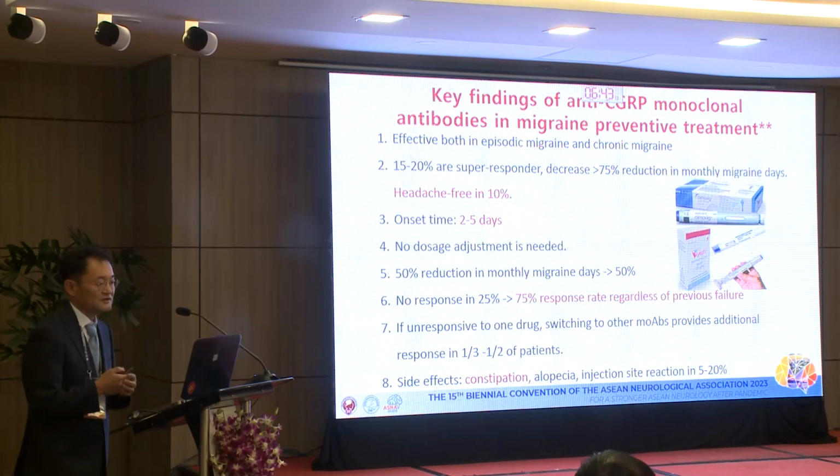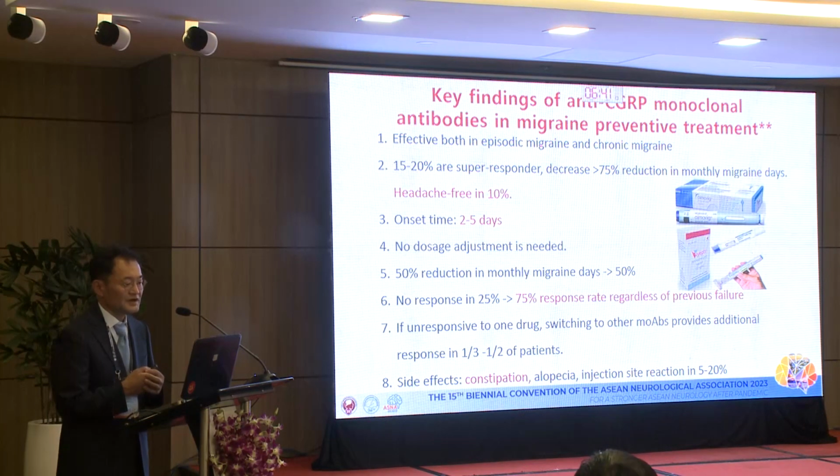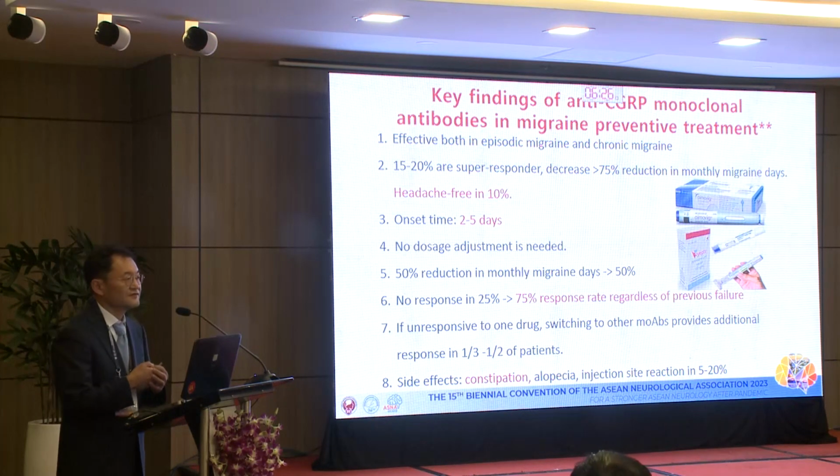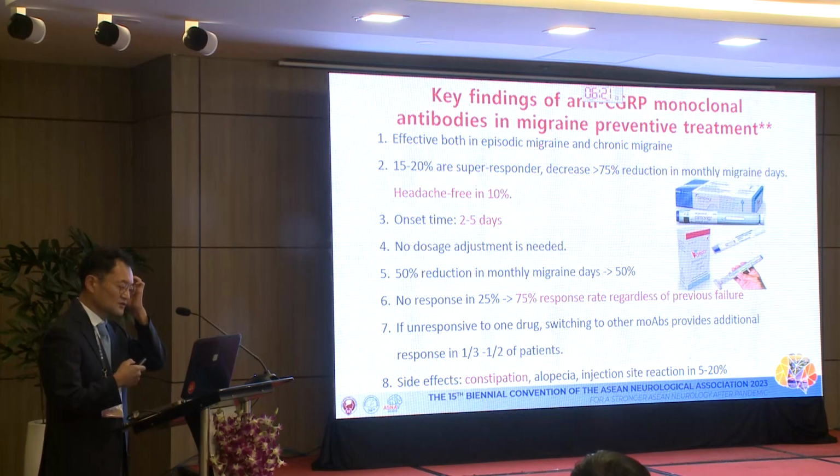Key findings of anti-CGRP monoclonal antibodies in migraine preventive treatment. Effective both in episodic migraine and chronic migraine. 15 to 20% are super responders, with more than 75% reduction in monthly migraine days. Surprisingly, 10% become headache free. Onset time is 2 to 5 days. No dosage adjustment is needed.